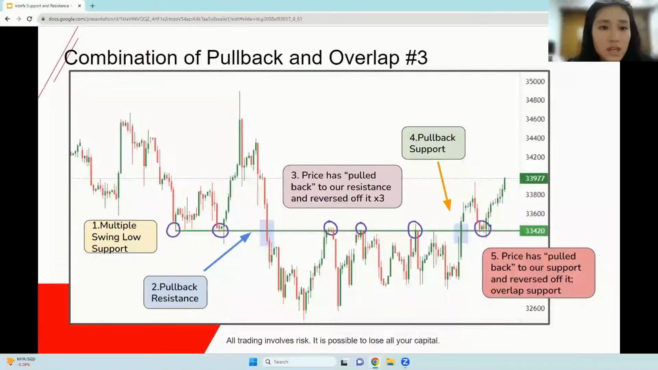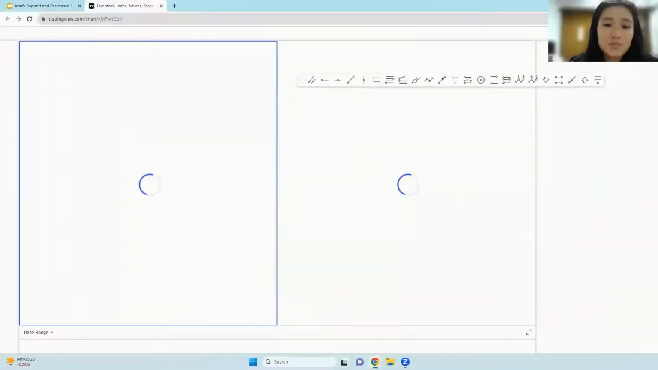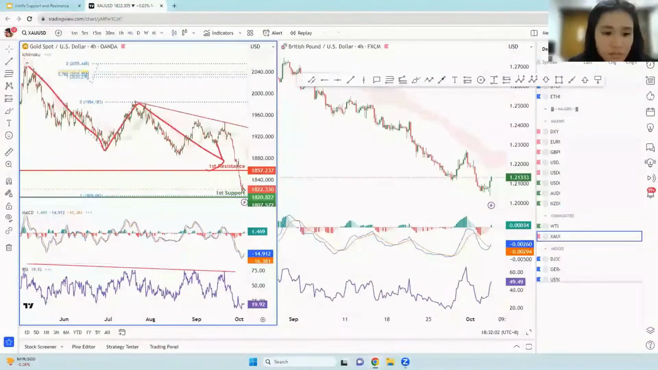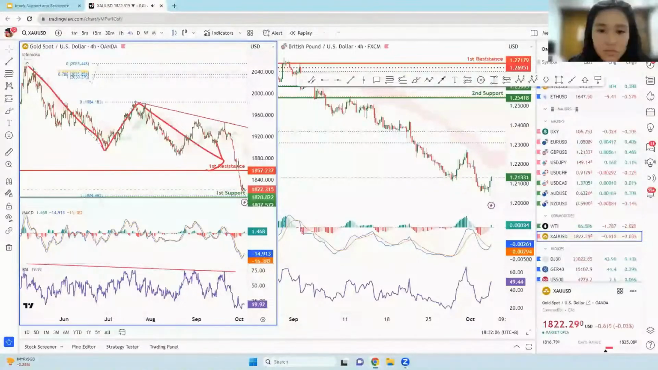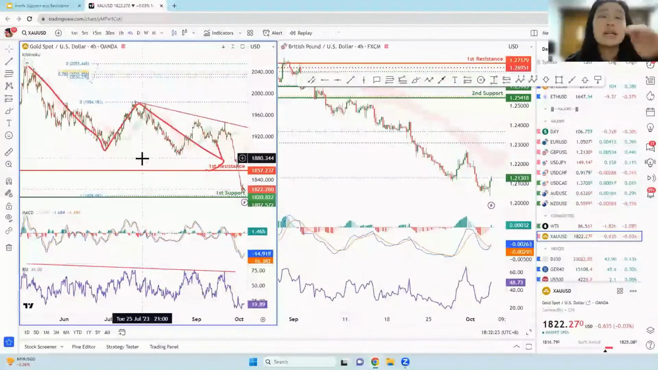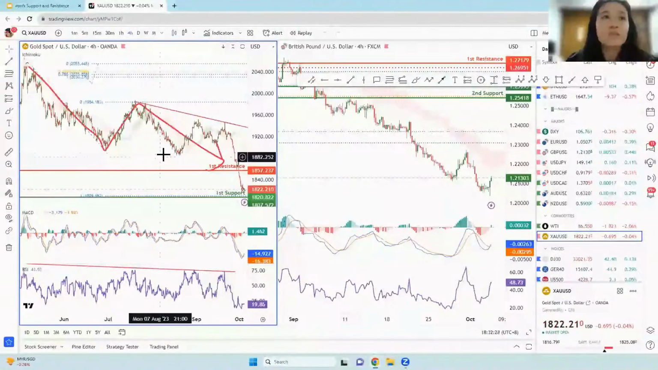Okay, here are my charts. Okay, if there are no specific charts that you guys would like to see, I'll just go ahead and maybe analyze gold first.